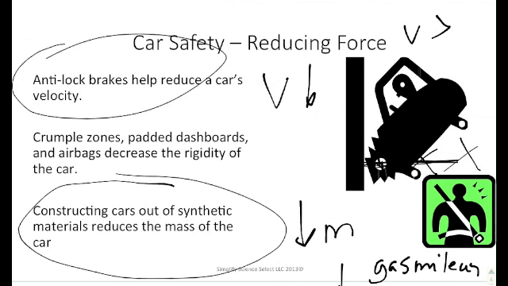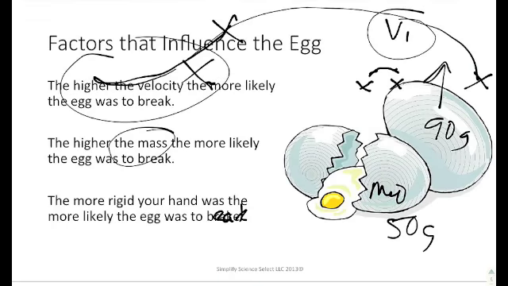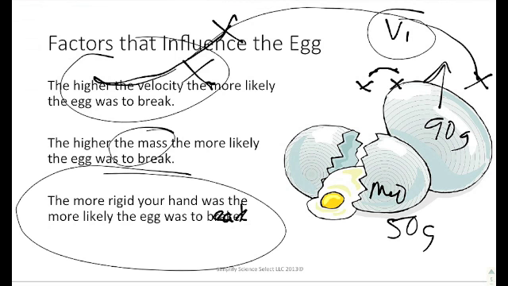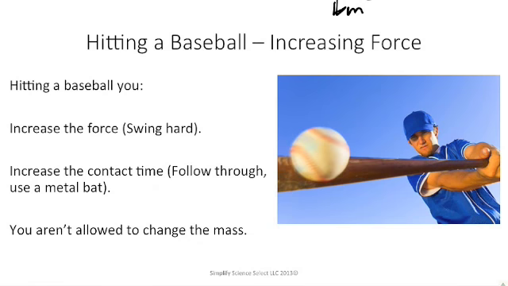Finally, you have what are called crumple zones. The crumple zones are the idea of rigidity. The more rigid your hand is, the more likely the egg was to break. The more rigid your car is, if it's made out of metal and it's really solid, the more likely it is to break.